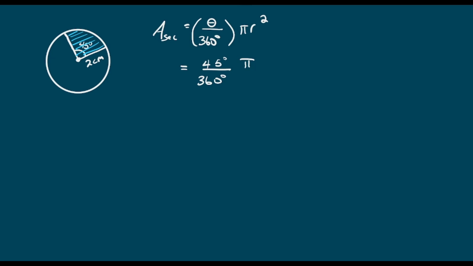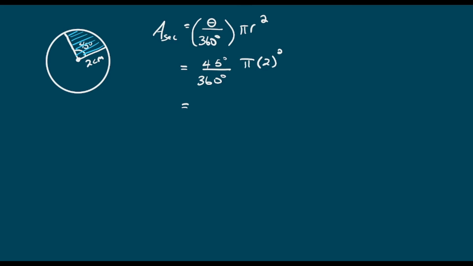Now, the area of a sector is equal to theta over 360 degrees multiplied by pi r squared. So in this formula, theta acts as a percentage of that circle. So we will have 45 degrees divided by 360 degrees times pi, and let's not forget our radius, which is 2 centimeters. So that will be 2 squared.